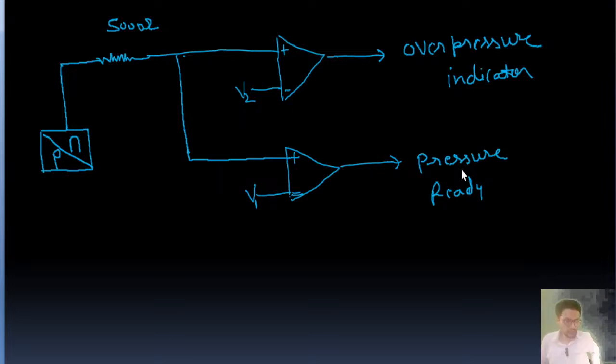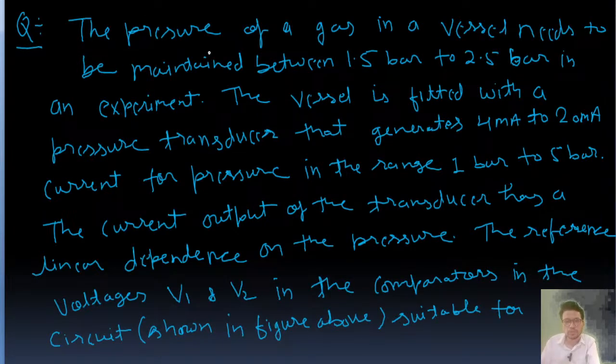So I'll explain the question first, and after that I will solve it. The pressure of a gas in a vessel needs to be maintained between 1.5 bar to 2.5 bar. So in a vessel there is a gas, and that pressure needs to be maintained between 1.5 bar to 2.5 bar. That should be the pressure of the vessel.